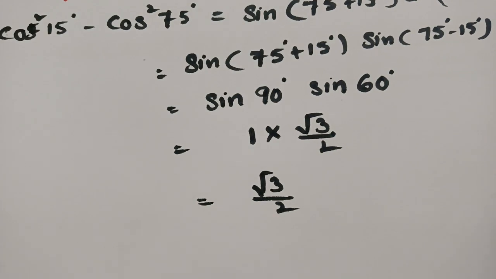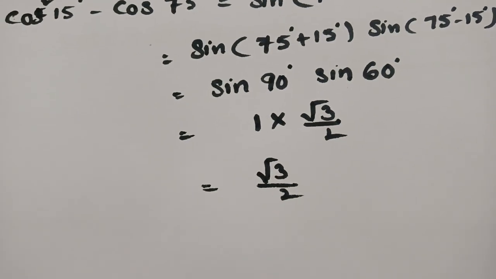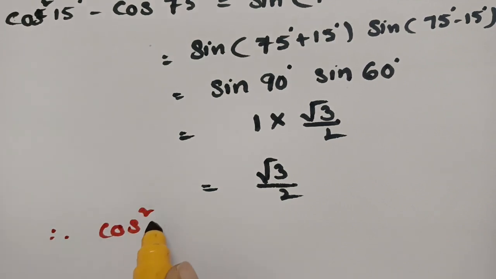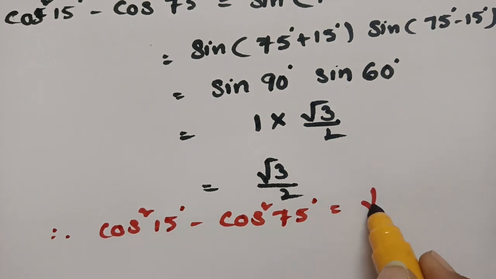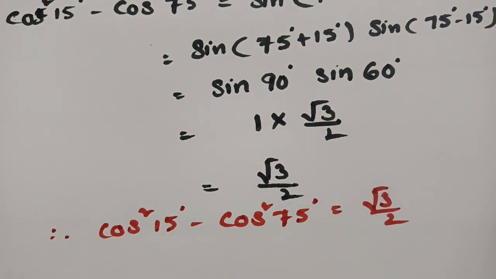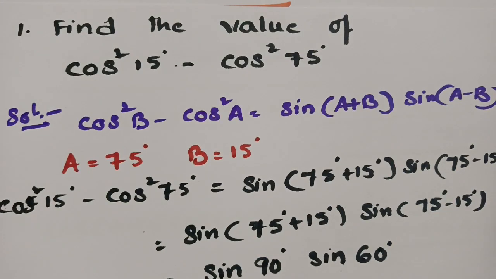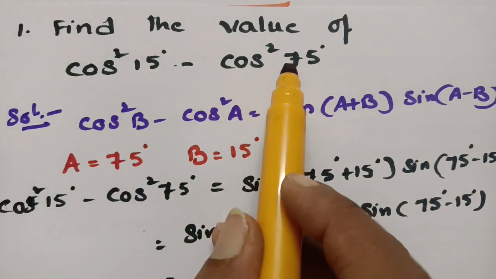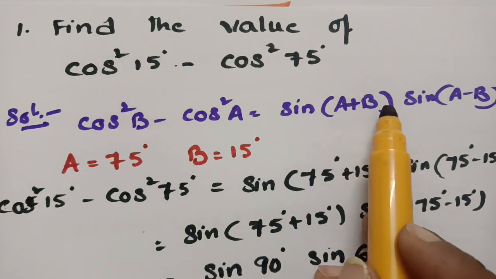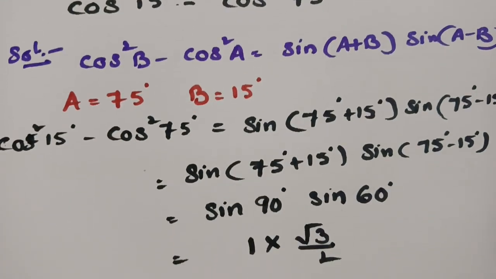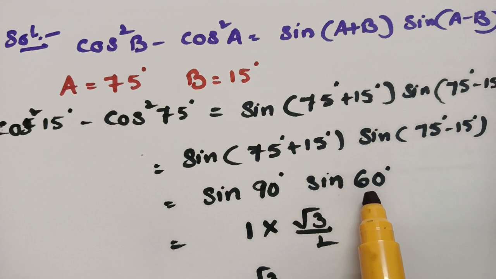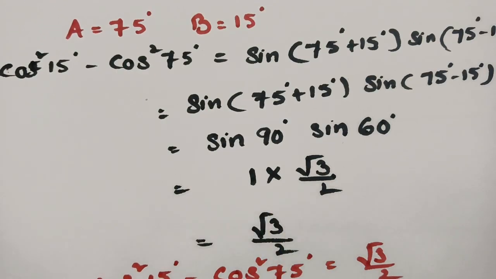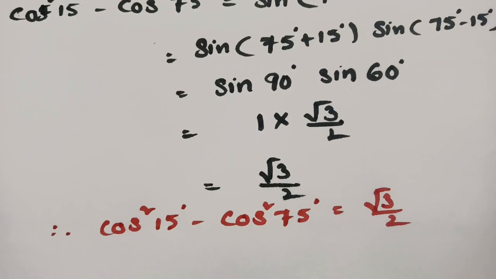So for which value is it root 3 by 2? That is cos square 15 degrees minus cos square 75 degrees is equal to root 3 by 2. So this is how we have to select the formula, that is cos square b minus cos square a can be written as sine of a plus b into sine of a minus b. So sine of a plus b is nothing but 90. Sine of a minus b is nothing but 60. Sine 90 is 1 and sine 60 is root 3 by 2. So in total, if I multiply, root 3 by 2 is the answer.